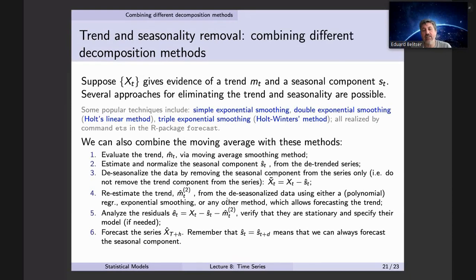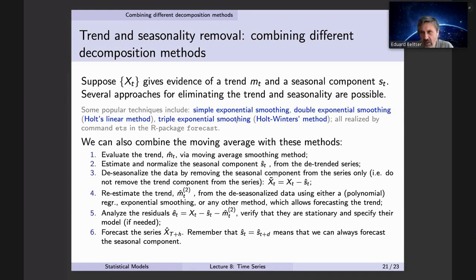Okay, here's some sort of very general slide, which is sort of about possibilities. Let me just mention that there are techniques to do all this, which are called simple exponential smoothing, double exponential smoothing, and triple exponential smoothing. And why I'm mentioning this is for the following reason.